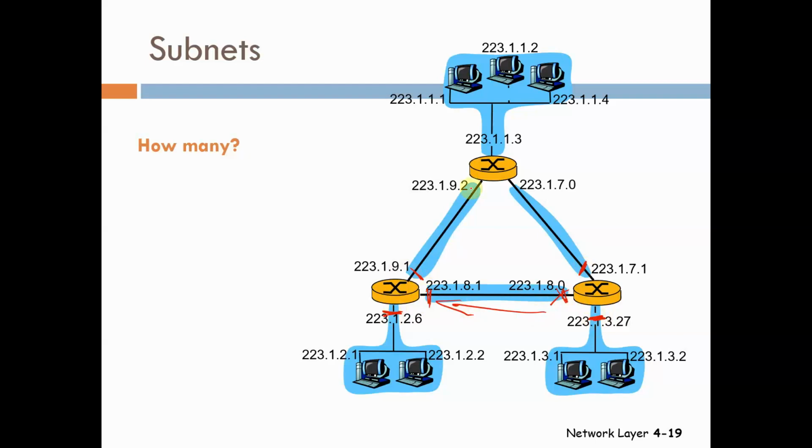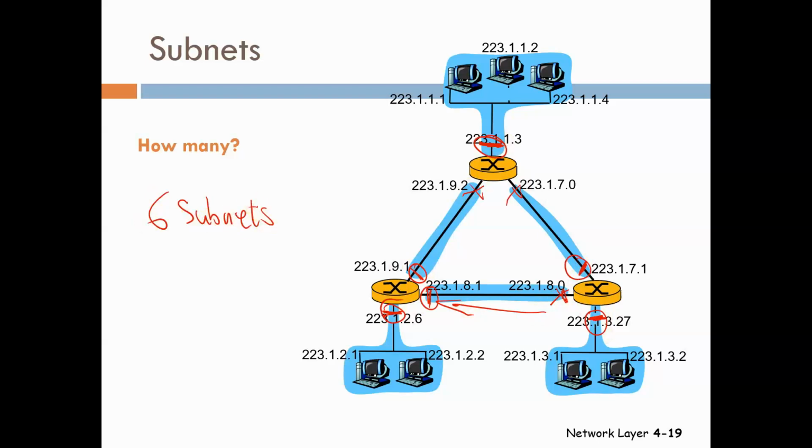Now let's take the third router. We don't count this one again and we don't count this one again. The only one that remains is here. So we have 1, 2, 3, 4, 5, 6 subnets. We have a total of 6 subnets in this figure.